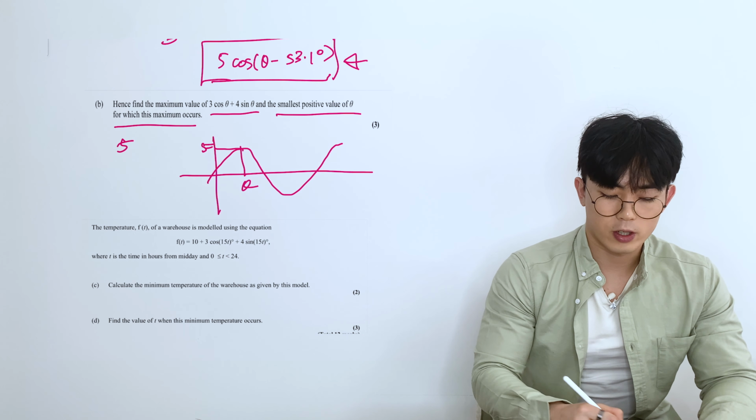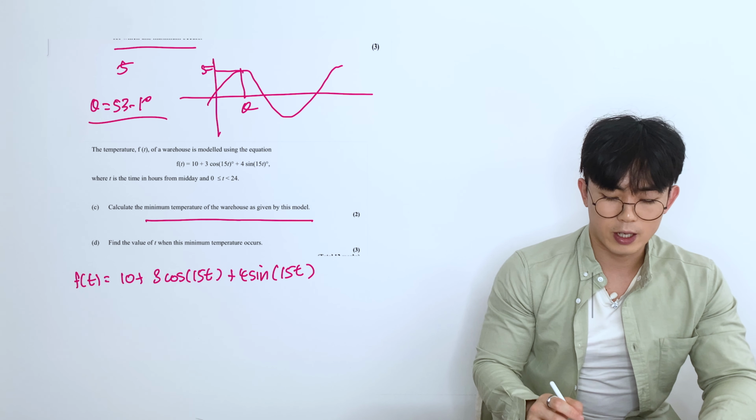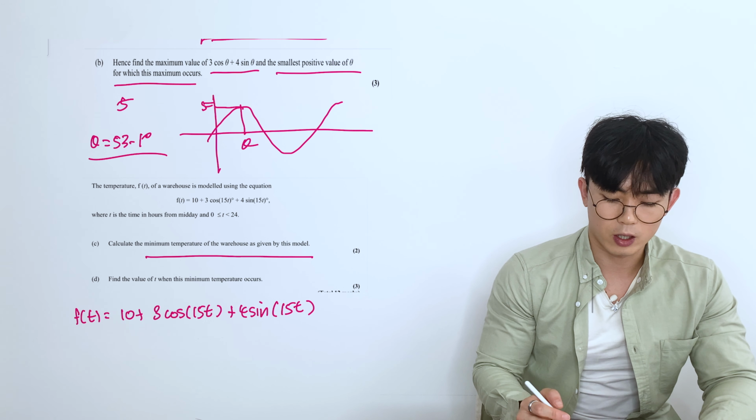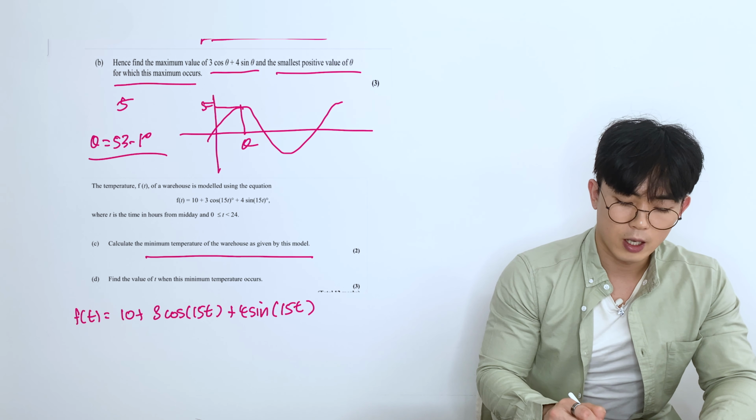Okay, so let's carry on. So the temperature F(t) of a warehouse is modeled by F(t) equals 10 plus 3 cos 15t plus 4 sin 15t, where t is time between 0 and 24. Calculate the minimum temperature of the warehouse as given by the model. So F(t) is equal to 10 plus 3 cos 15t plus 4 sin 15t. Luckily for us, even though it's 15t, the form is 3 cos plus 4 sin, which is the same as what we've been doing previously.